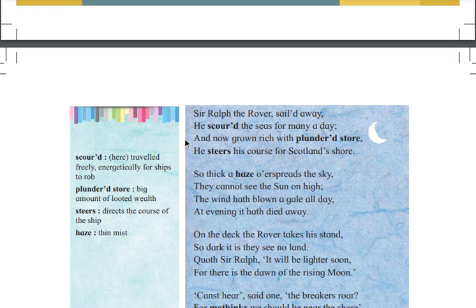Sir Ralph the Rover sailed away, and he went away from there. He scoured the seas for many days, traveled freely and energetically to rob the ships, and now he became very rich with plunder, a very big amount of looted wealth. He steers his course for Scotland's shore. He decided that he is going toward the Scotland shore, which means to his own area.